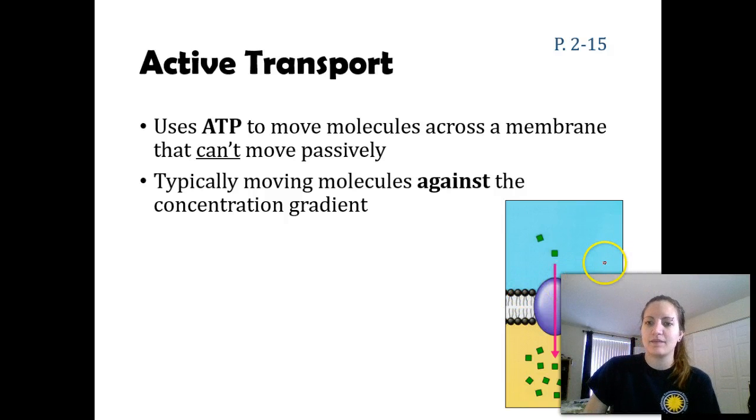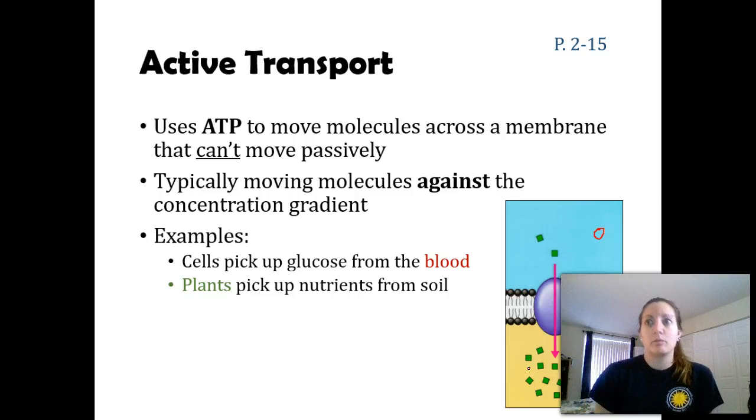So take a look at this image. Here is the outside of the cell, so I'll mark that with an O, and here's the inside. And this cell, whatever this cell is, it wants this green molecule. It already has quite a bit of it, but it still needs more. So it needs to use energy to pull those molecules into the cell. So it's moving against the concentration gradient. It's going from low concentration to high concentration.